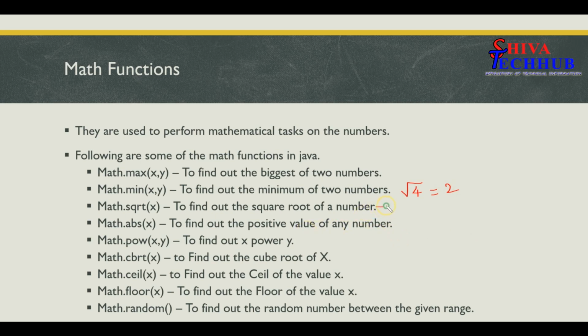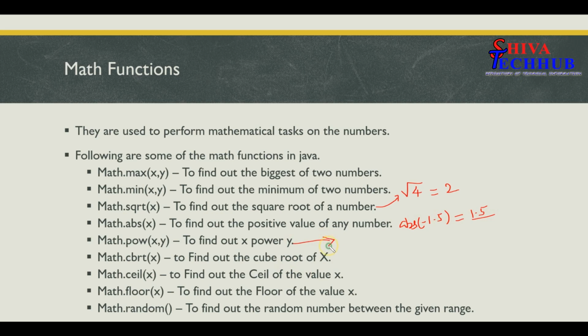Then next we will be looking at the absolute function, or ABS of a value x. If you pass a negative value, absolute of x will return you the positive value of that particular given number. For example, in this case, I am passing the x value as minus 1.5. Whenever you use the absolute function, it will return the positive of that particular number. So that is what absolute is.